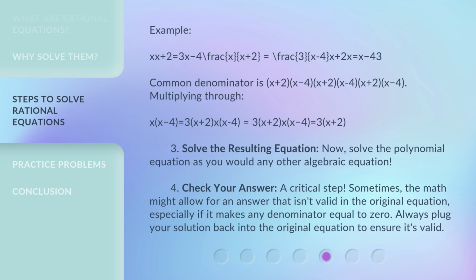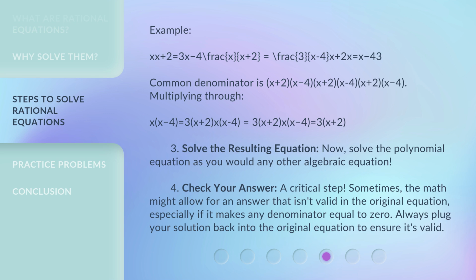Example: (x+2)/x = 3/(x-4). The common denominator is x(x-4)... Multiplying through by x-4, we get x+2 = 3 ... (x+2)(x-4) = 3x.